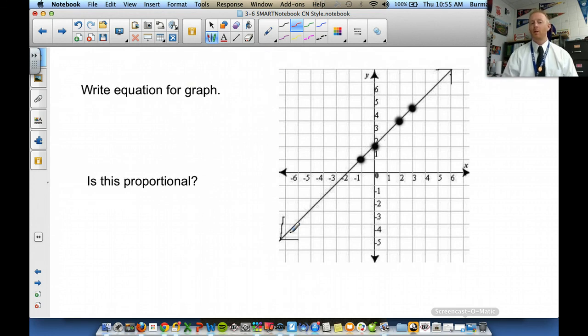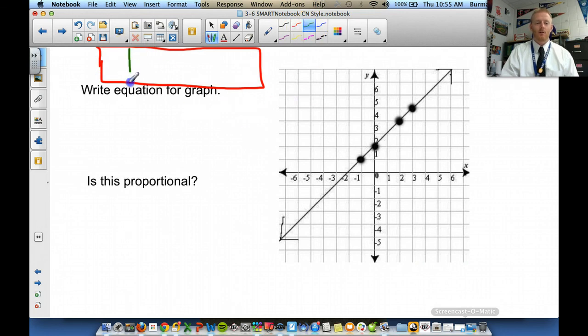If we have to write an equation for a graph, we're going to use the same type of skills that we just got done using. I like to make tables. Whoop, whoop. Beautiful table there. And oh, looks like someone's ready for Christmas time.